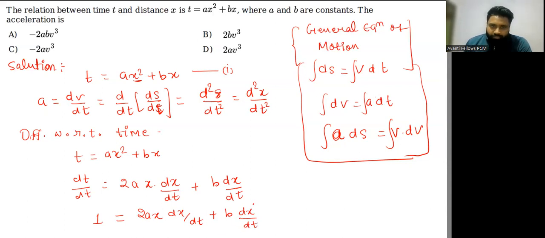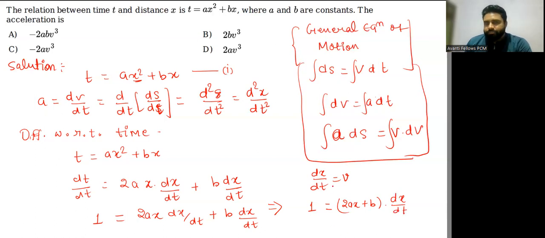Okay. Now this dx by dt is nothing but the velocity. dx by dt is equal to velocity. Okay. So 1 is equal to, you can take this dx by dt common. So you will have 2ax plus b into dx by dt, and we know that dx by dt is nothing but v. So you have v is equal to 1 upon 2ax plus b. Now you have the expression v is equal to 1 upon 2ax plus b.